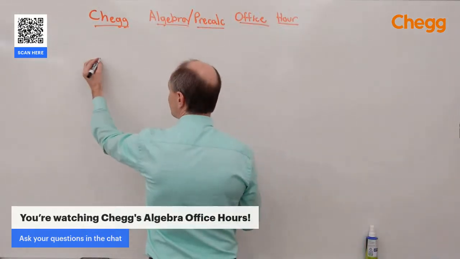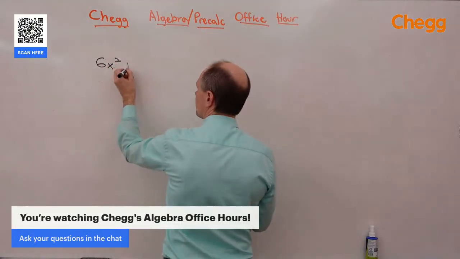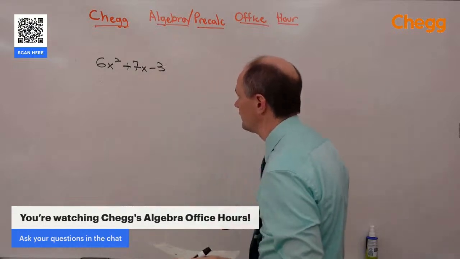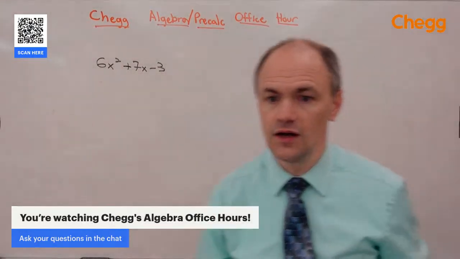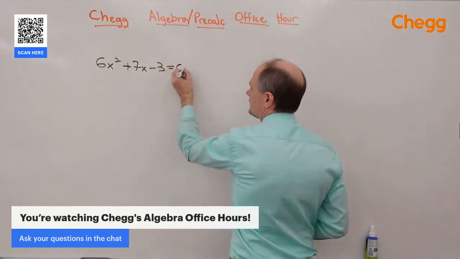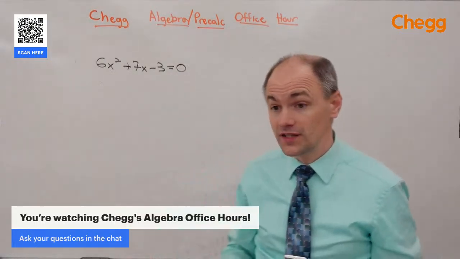Let's do 6x squared plus 7x minus 3. And we're going to factor it first. Let's make it equal to 0. We're going to solve it by factoring, and we're going to solve it by completing the square.